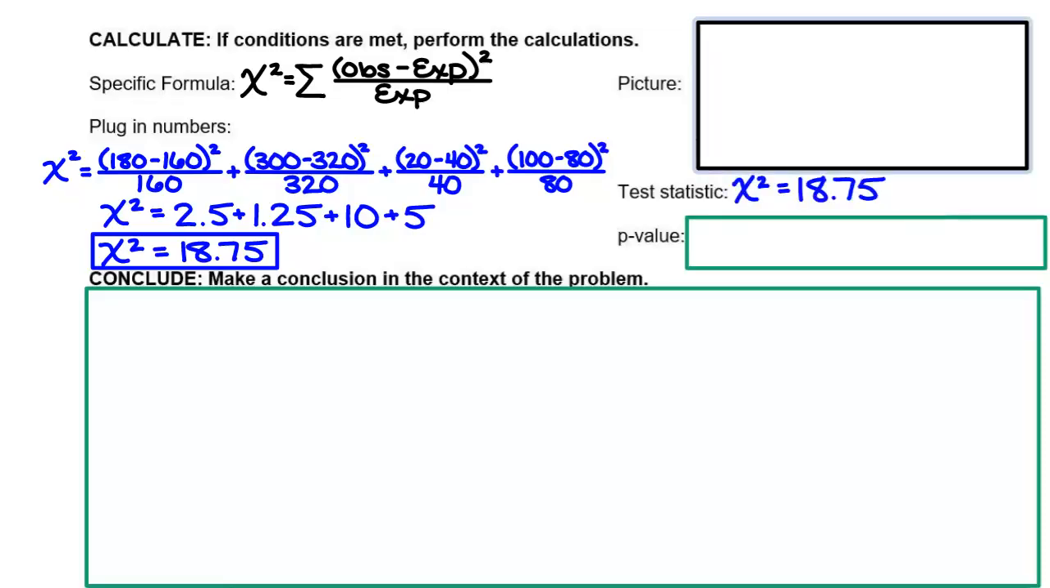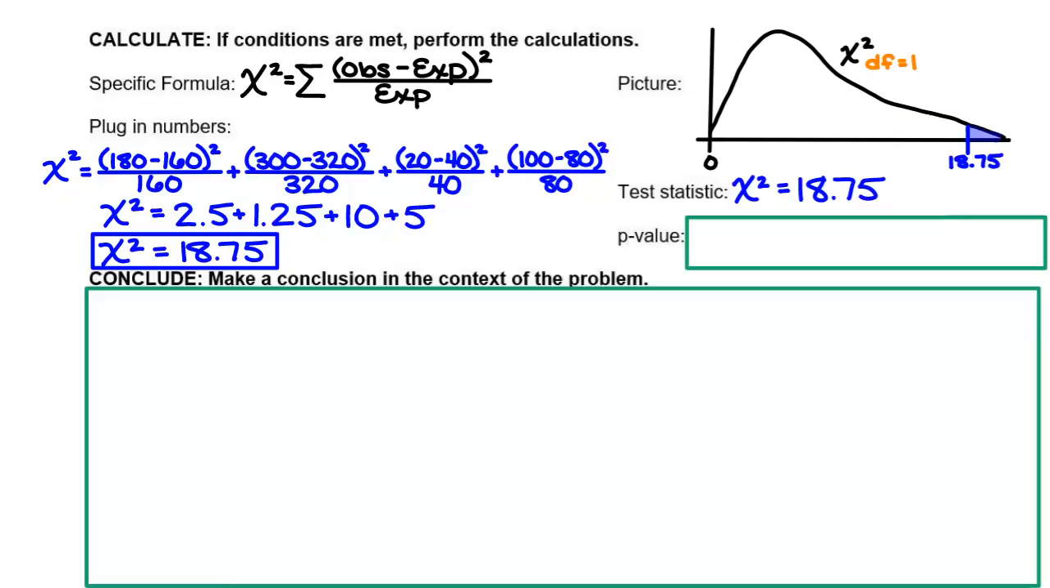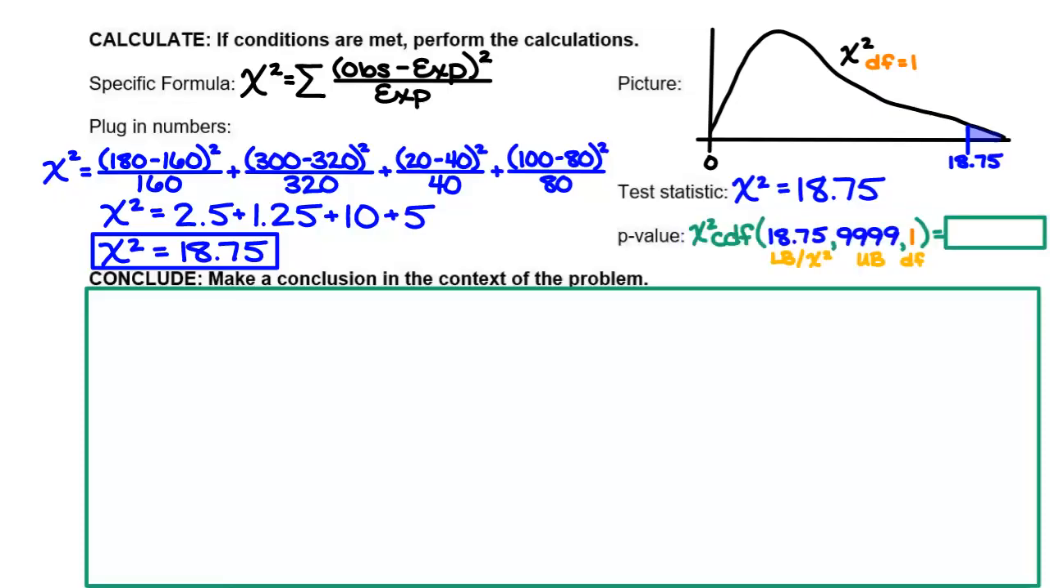So we have 18.75 and our picture with 1 degree of freedom. And that gives a p-value of what? Yes, 0.0000149. Or I wrote mine in scientific notation because I was running out of room on my paper. That'd be 1.5 times 10 to the negative 5, or 1.49 times 10 to the negative 5.